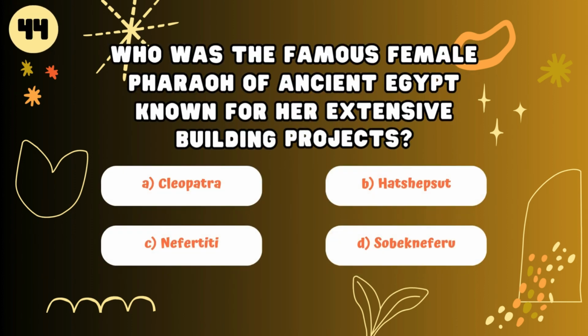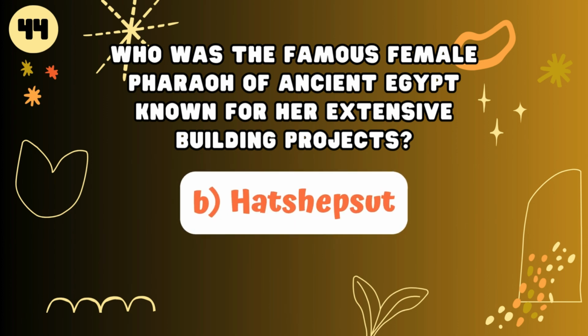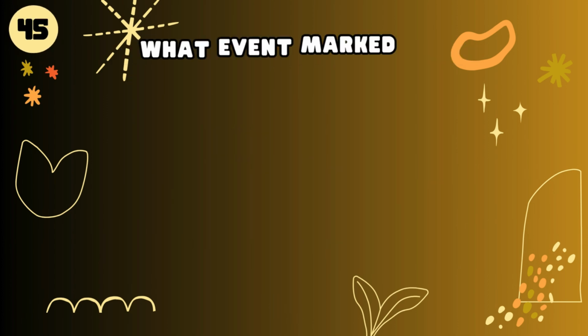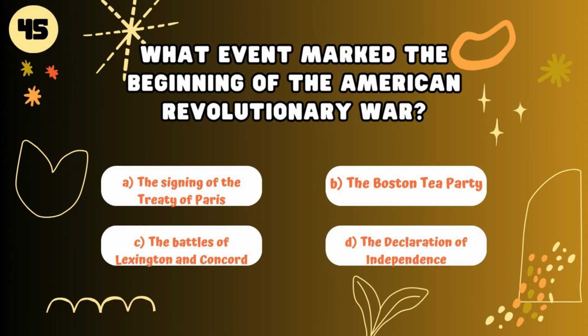Who was the famous female pharaoh of ancient Egypt known for her extensive building projects? Cleopatra, Hatshepsut, Nefertiti, Sobek-Neferu. Answer: Hatshepsut. What event marked the beginning of the American Revolutionary War?